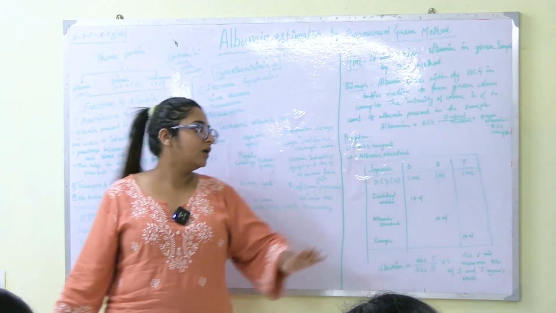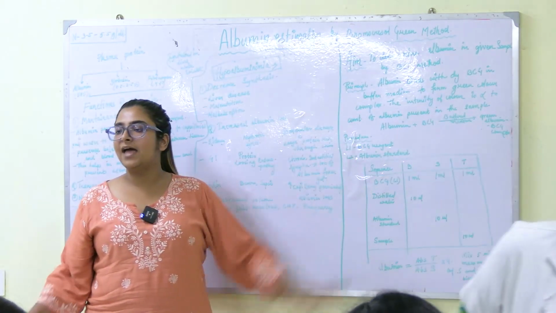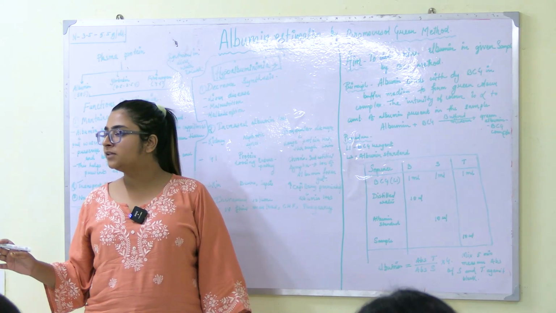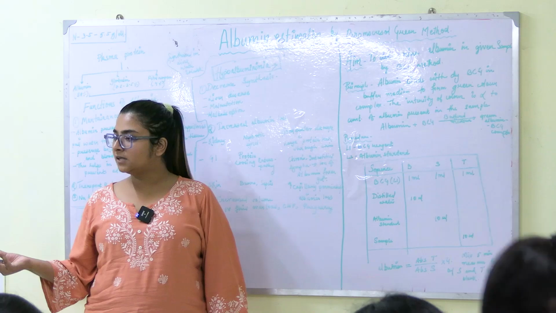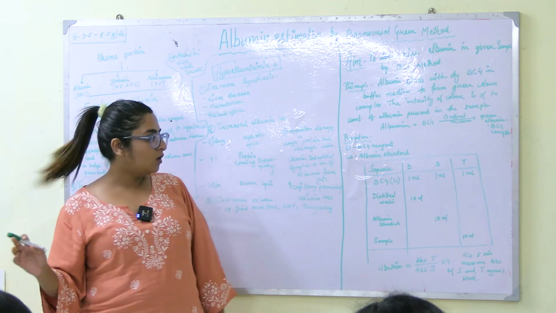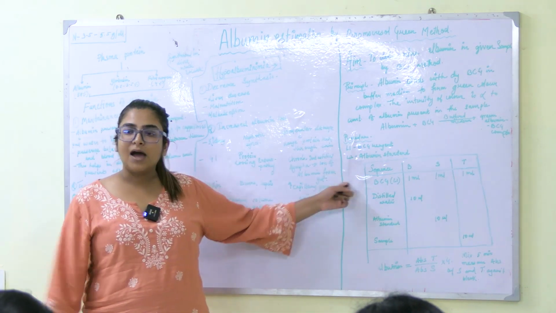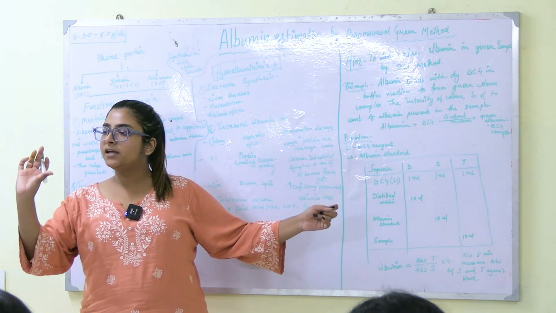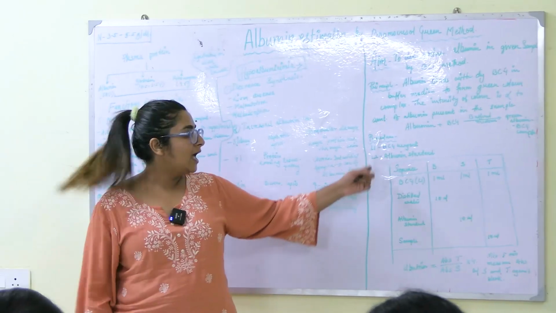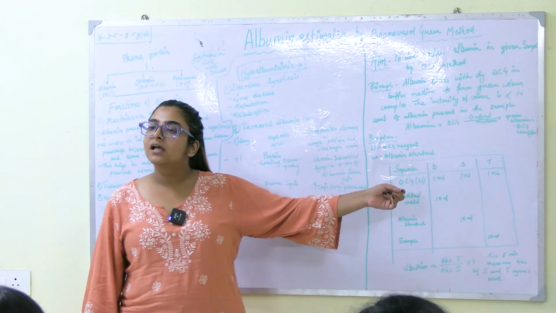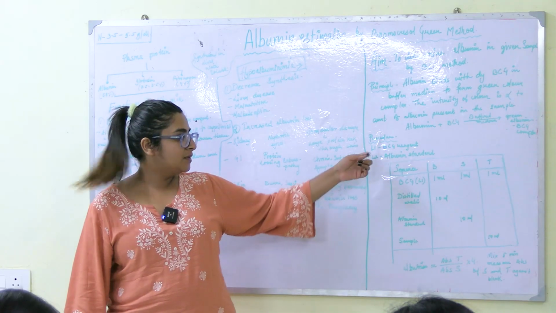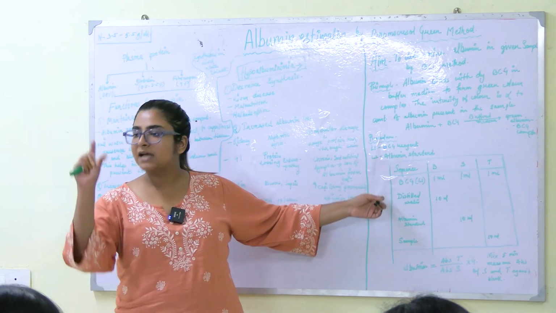Now we will do the procedure. You all know the materials required to perform a practical, so you can write all of that. Now the procedure part. I already told you that in the albumin kit you will be given 2 reagents. L1 is the BCG reagent and L2 is the albumin standard.